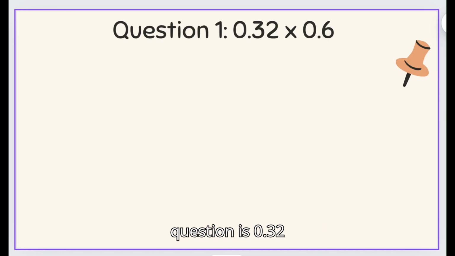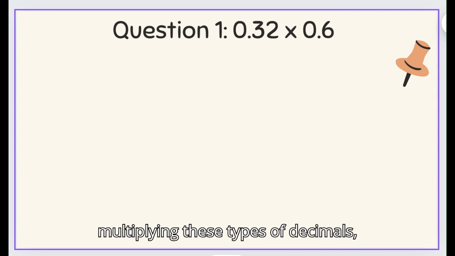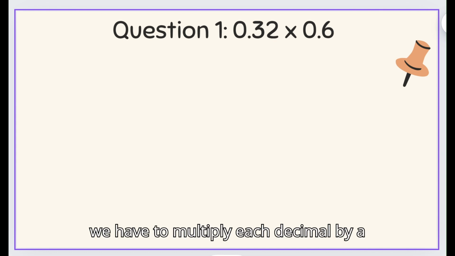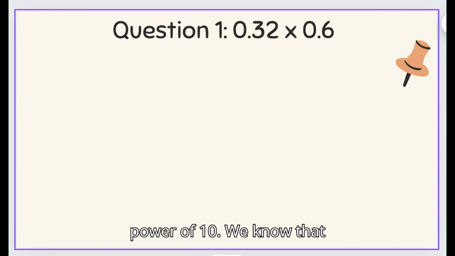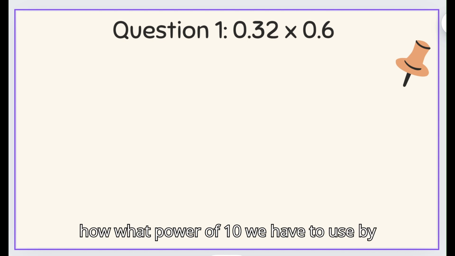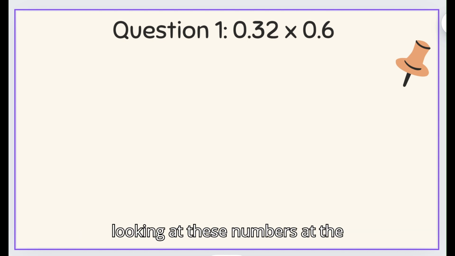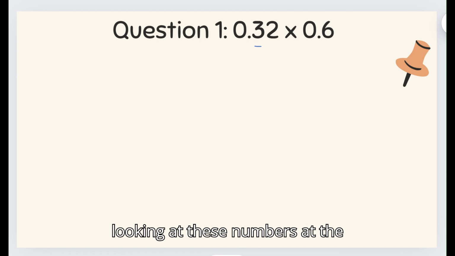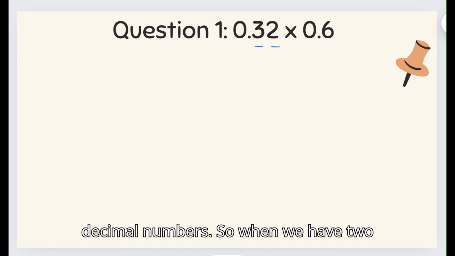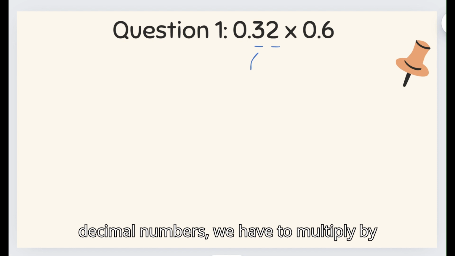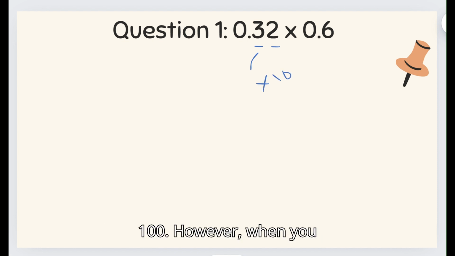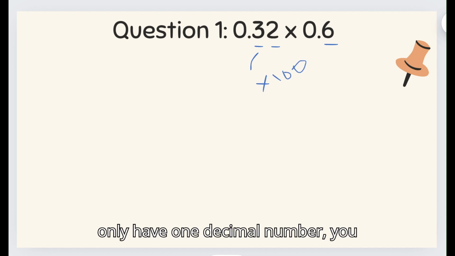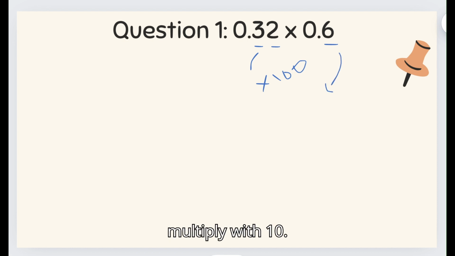So our first question is 0.32 times 0.6. For multiplying these types of decimals, we have to multiply each decimal by a power of 10. We know what power of 10 we have to use by looking at the decimal numbers. When we have two decimal numbers, we have to multiply by 100. However, when we only have one decimal number, we will multiply by 10.